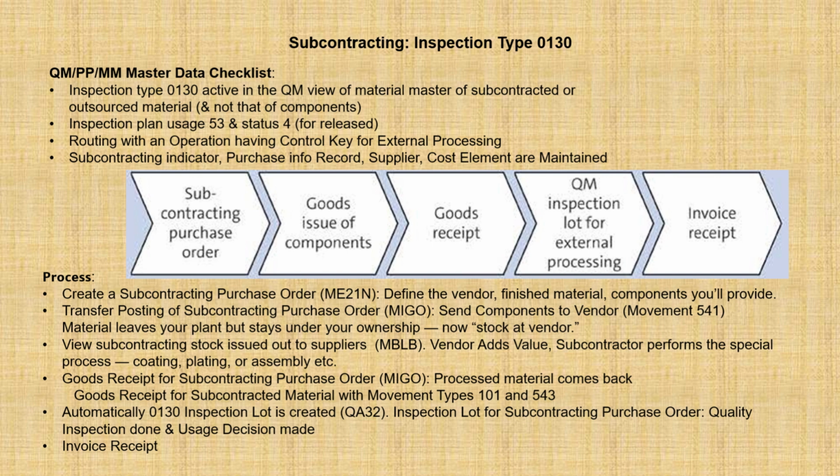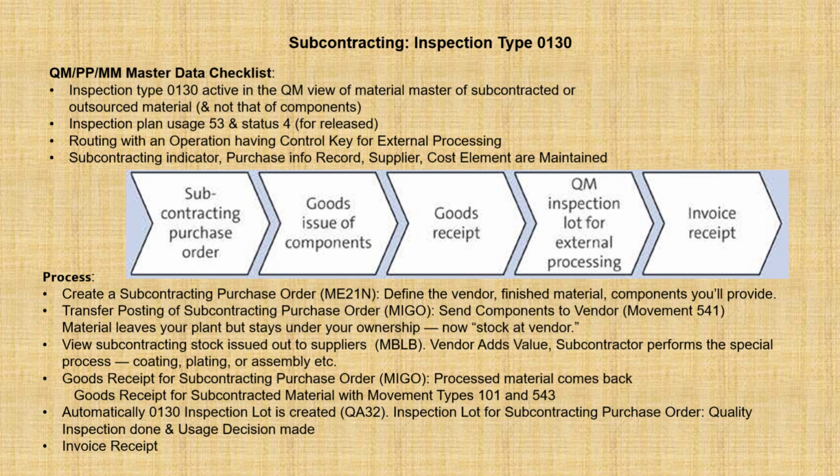Subcontracting inspection, which is inspection type 0130. It's an integration between the PPQM, and even the costing is involved. When we are creating a production order, some of the operations can be outsourced. So for that particular operation, we are maintaining that external operation should be allowed.